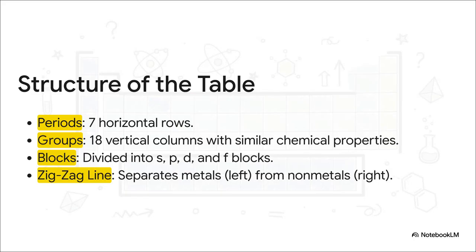So let's get the lay of the land. The 7 horizontal rows, we call those periods. The 18 vertical columns are groups. And elements in the same group are like family. They have similar chemical properties. Then you've got your blocks, s, p, d, and f, and that very important zigzag line that separates the metals on the left from the nonmetals on the right.